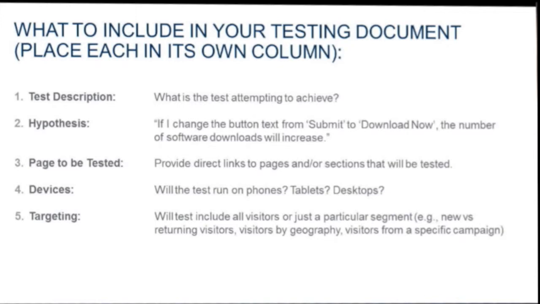Number 5 is targeting. So is the test only going to take place for people who come in from California? Or do you just want to test new visitors, just test returning visitors? So these testing platforms allow you to be very specific in your targeting. So you might have general tests that you want to include everybody, but just know that you can get very, very specific. If you've got a particular type of content site and you want to show a homepage banner that's different for people visiting from California as opposed to people in New York, you can do that.